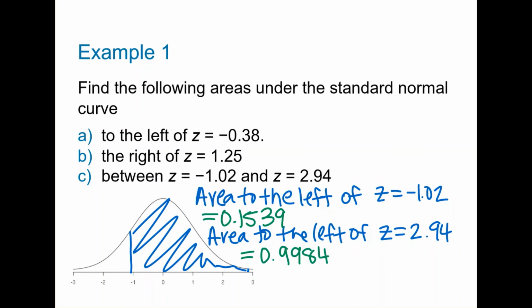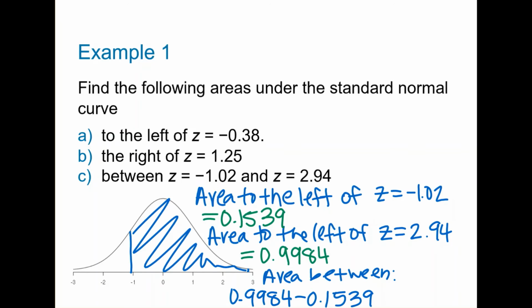Now let's subtract the areas. If you can't remember which area to subtract from which one, remember that you will always be subtracting the smaller area from the larger area, and you should always get a positive area. Put this in your calculator and we get 0.8445. And this is the area between z equals negative 1.02 and z equals 2.94.